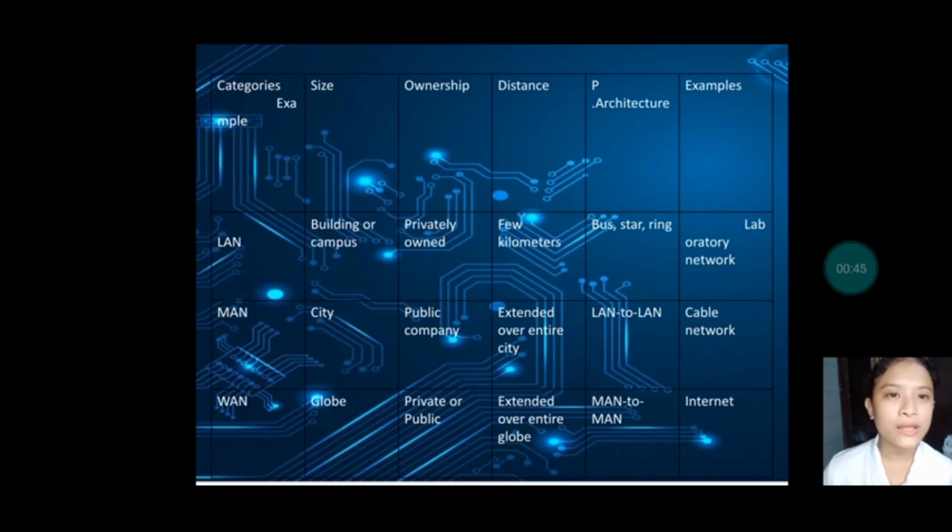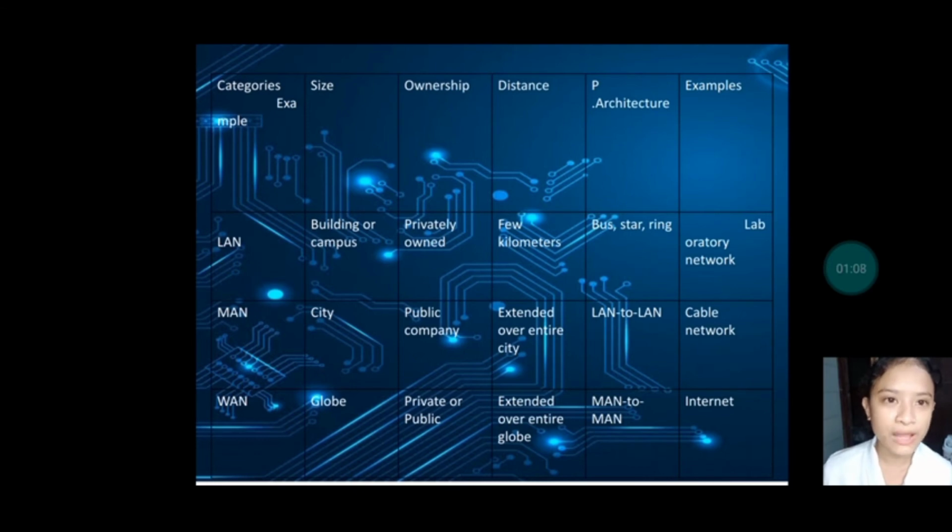First is LAN. The size is building or campus. Ownership, privately owned. Distance, a few kilometers. Architecture, bus, star, or ring. And the example is a laboratory network.